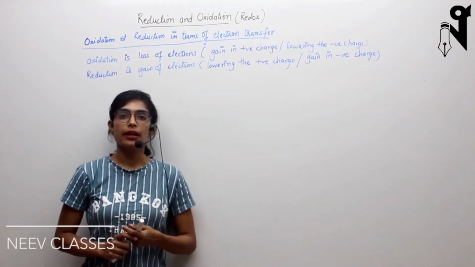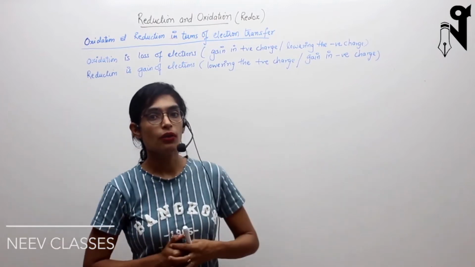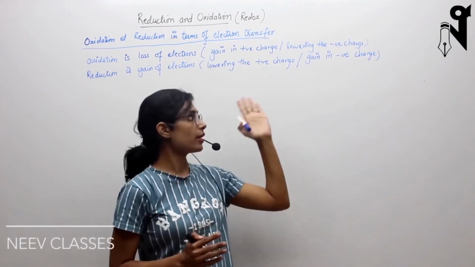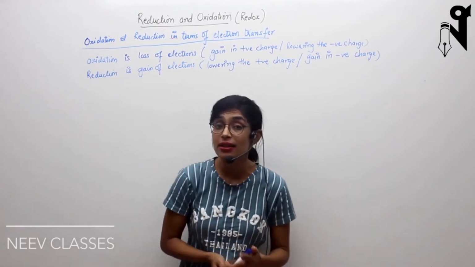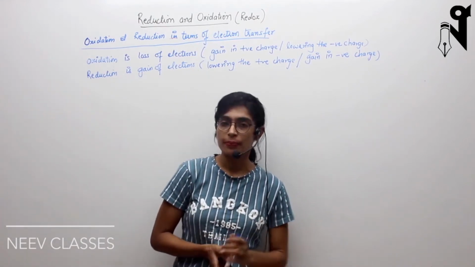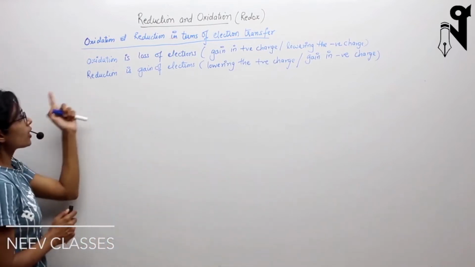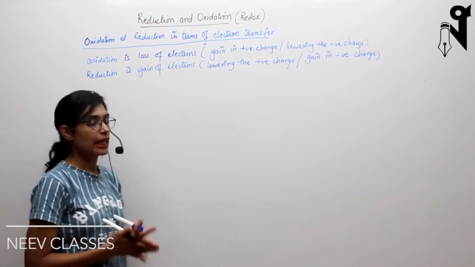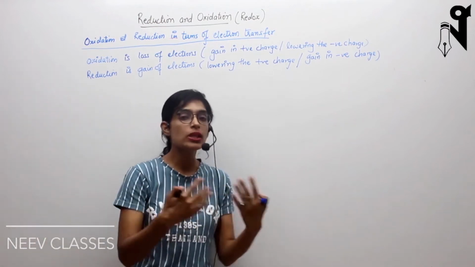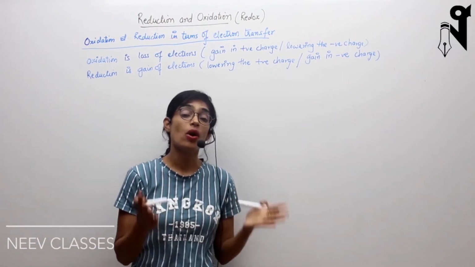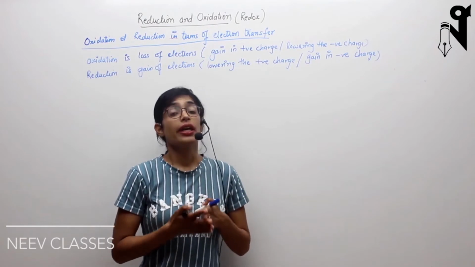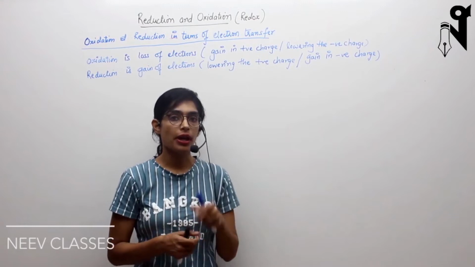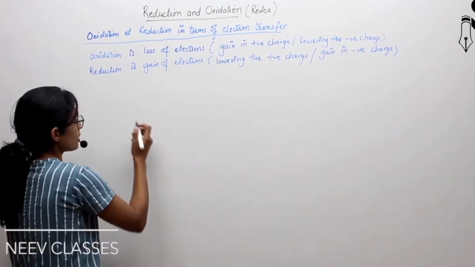Now we will understand reduction and oxidation in terms of electron transfer, and this is very important because most of the reactions you will have to analyze in this way only, because this is the right way to understand redox. Now when I say oxidation is loss of electron, that means if I have any element A and it loses electrons, it is getting oxidized. Whereas any element which is gaining electrons is undergoing reduction. Let's understand it through this.